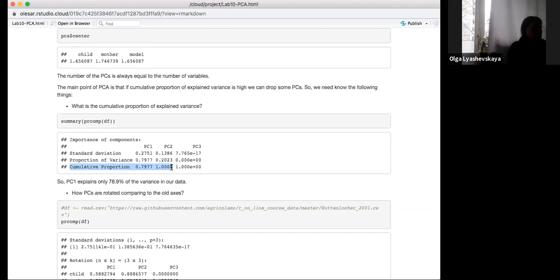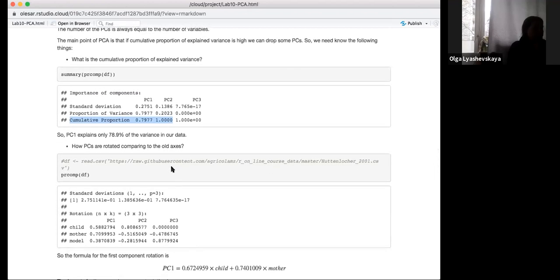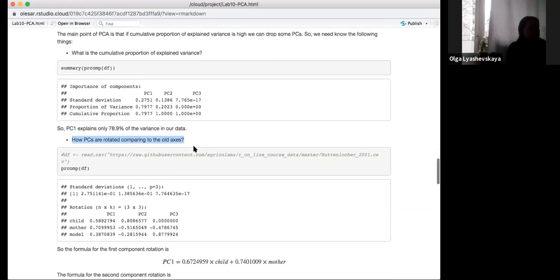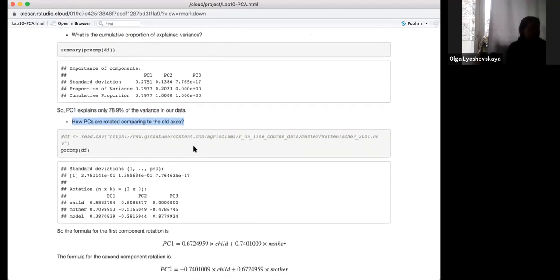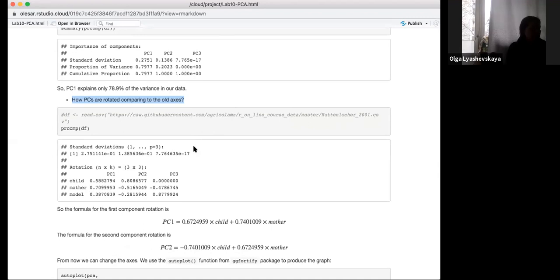So for now, we just see whether this kind of proportion is okay. And now we can look at the coordinates in our rotated space, and let us look at how our components rotated compared to the old axes. So in the next block of code, we run prcomp df and can see what happened with our variables.